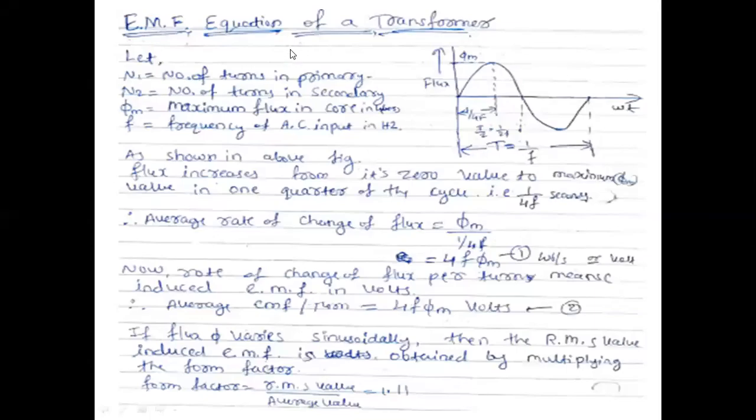So the next topic is the EMF equation of a transformer. We have discussed the working principle of the transformer based on that diagram. Let N1 be the number of turns in the primary winding, N2 the number of turns in the secondary winding, and phi m the maximum flux produced in the core. F is the frequency of the AC input in hertz.